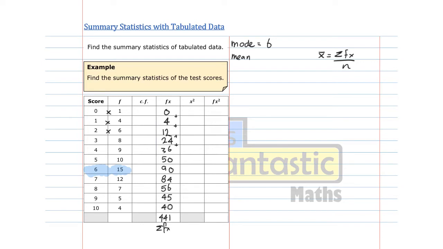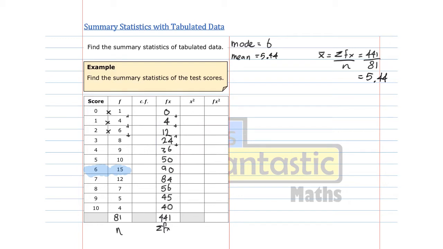441. Now the second thing I want to know is how many numbers I've got. To find that, we're going to add up all of the frequencies. So when we add all of the frequencies, they're going to add to n. And for this data set, that is 81. So we have 81 numbers. So our mean is going to be 441 divided by 81, and our calculator tells us the answer of 5.44. So our mean is 5.44. Close to 6, but not quite.